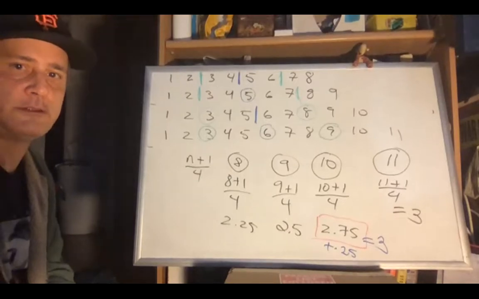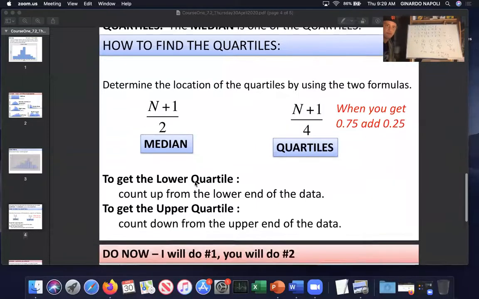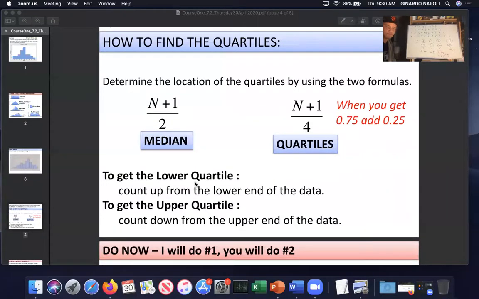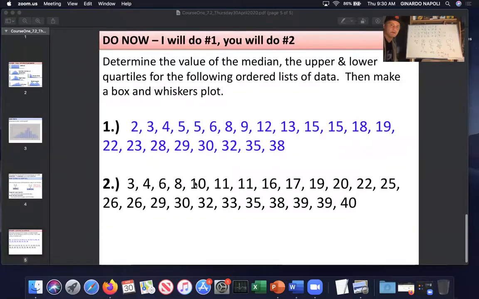Again, little subtle things here. I know you guys can divide by two and divide by four. Okay, so I'm not going to do one. Well, actually, I am going to do one.